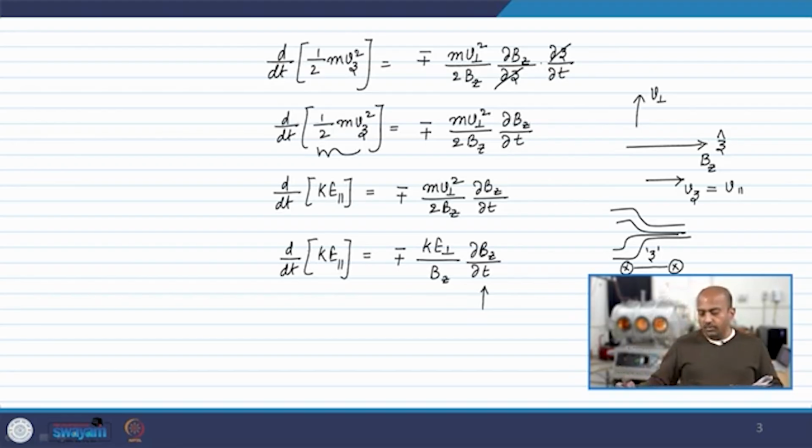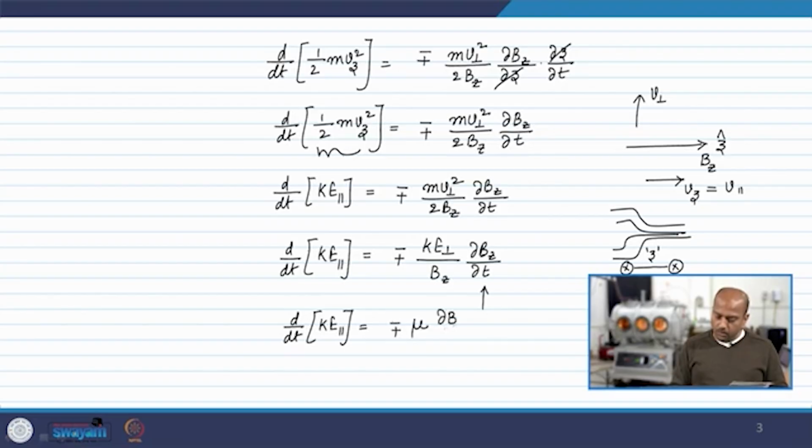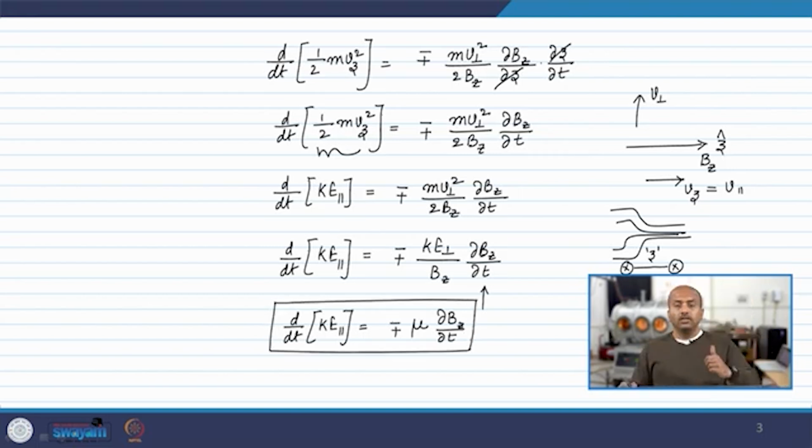But one thing is for sure, if at a given point the magnetic field is not changing, right, that is the most important thing at a given point, but the magnetic field only changes when the particle is having a velocity and the particle is moving along a particular direction, right? So what is the consequence? The consequence is very simple actually. So we will write the rate of change of parallel kinetic energy, KE parallel, is equal to minus plus mu ∂B by ∂t. This is not new.